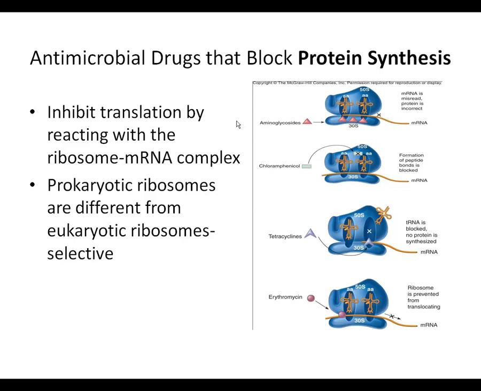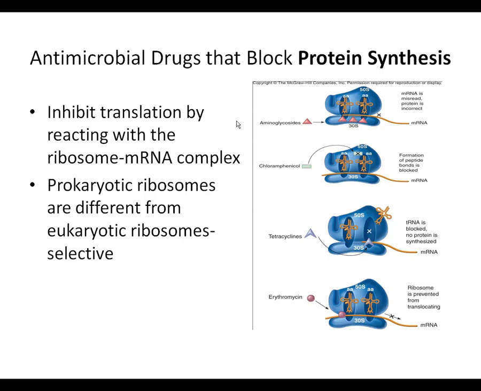We also have some drugs that will block protein synthesis. Basically, they are going to inhibit translation by interacting with the ribosome and the mRNA at some point. One of the nice things about protein synthesis inhibitors is there is a difference between the prokaryotic and eukaryotic ribosome. Therefore, our targets are different.